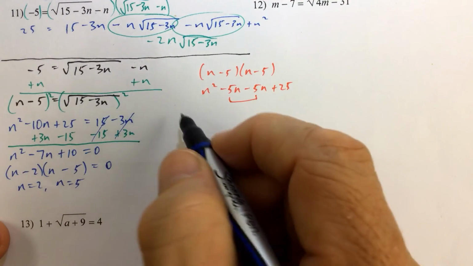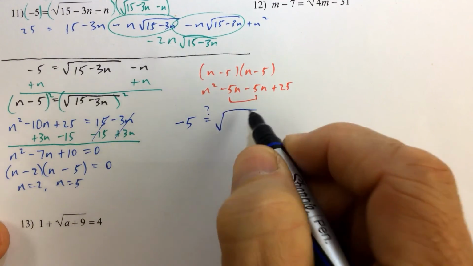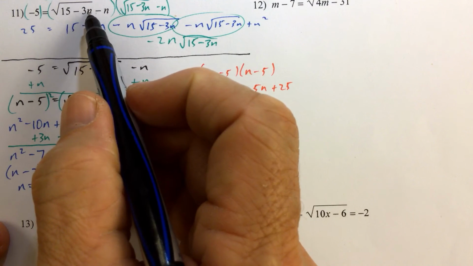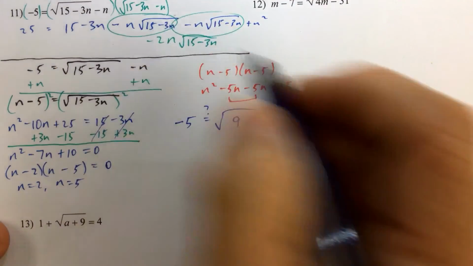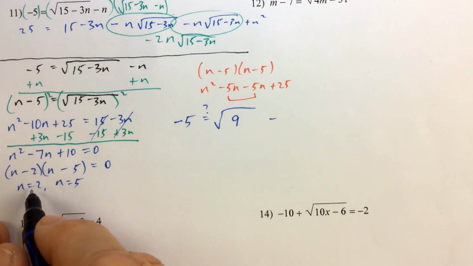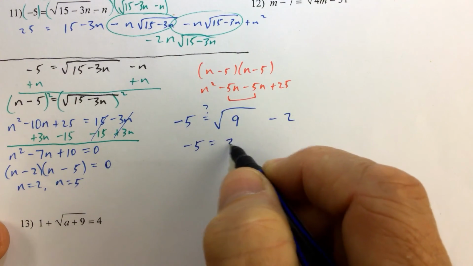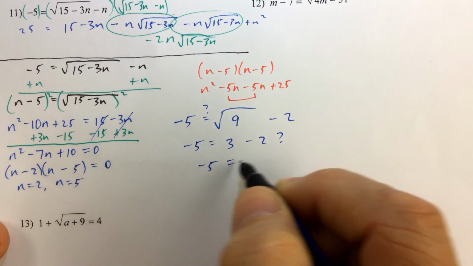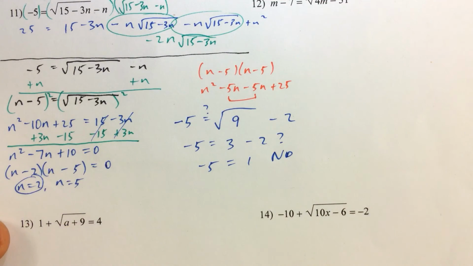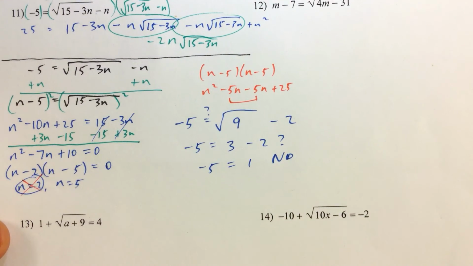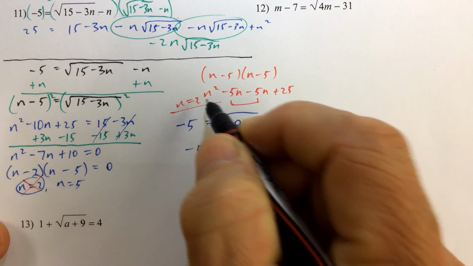If we check 2 in the original equation, we get negative 5 equals, so the question is, does it equal the square root of, let's see if we can do this in our heads. 3 times 2 is 6. 15 minus 6 is 9. So we have the square root of 9. And then minus n, and we're trying 2 here, so minus 2. So does negative 5 equal 3 minus 2? Negative 5 does not equal 1. No. So n equals 2 would be what we call extraneous solutions. It's an extraneous solution. So n equals 2 doesn't work.